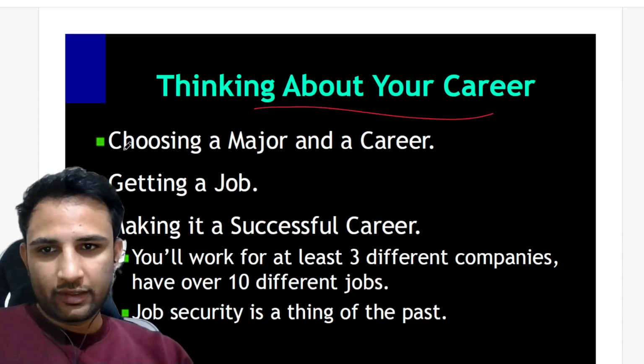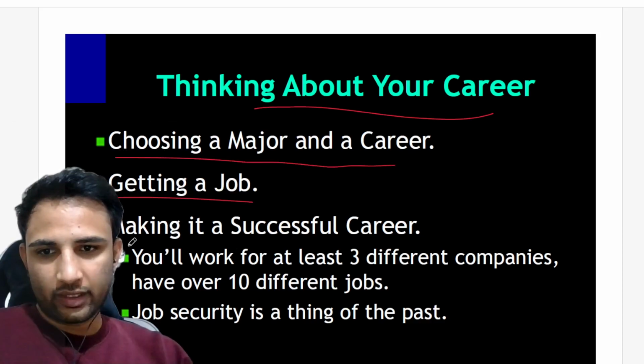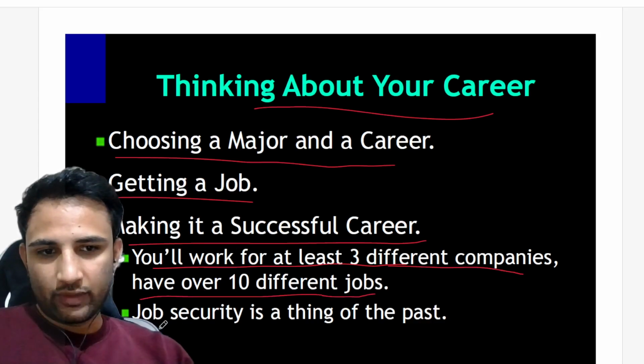Thinking about your career. So you have to choose a major and a career, getting a job, making it a successful career. You will work for at least three different companies, have over 10 different jobs. Job security is a thing of the past.